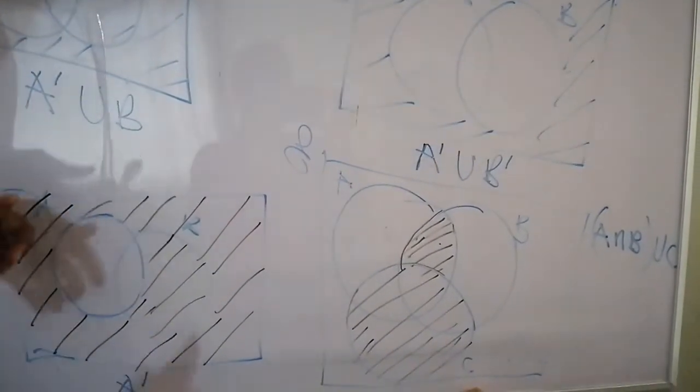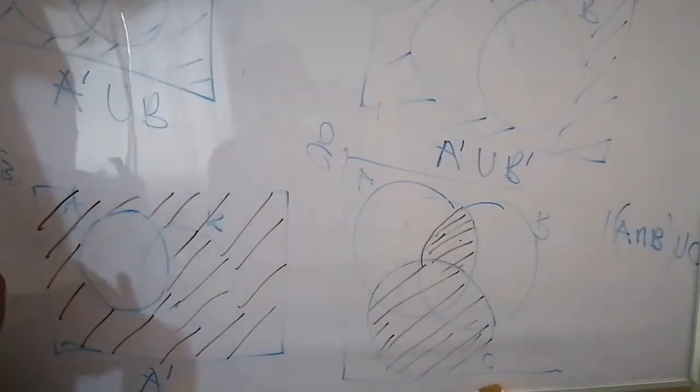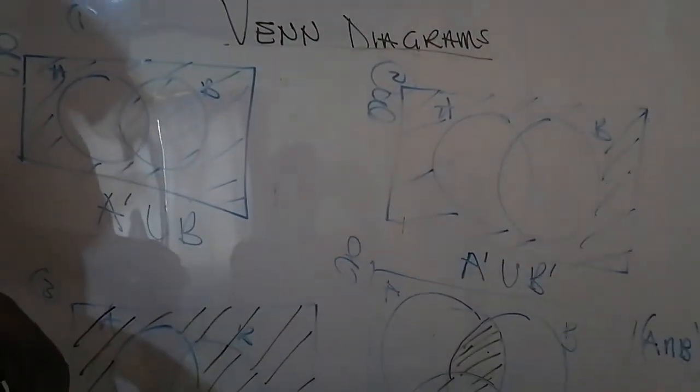So this is how we shade Venn diagrams when we are given specific instructions like we have on the board. We will move on and use actual numbers and see how we are able to fill in the various portions of our Venn diagram for any given question. Thank you.